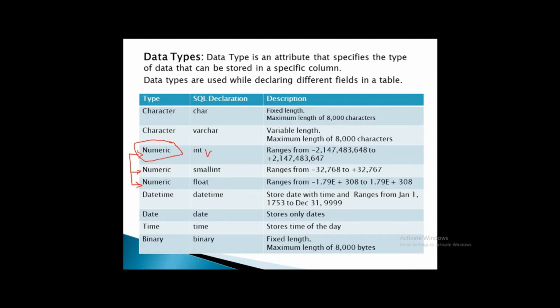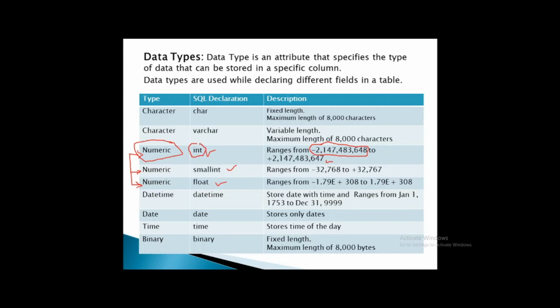First one is integer, another one is small integer, and then float. Now what is integer? Integers represent whole numbers. If we have prior information that whatever value we are going to enter in the specific field lies in this particular range, from minus this to whatever is written here, and the value is going to be too big and in this range, then we can define it as an integer.